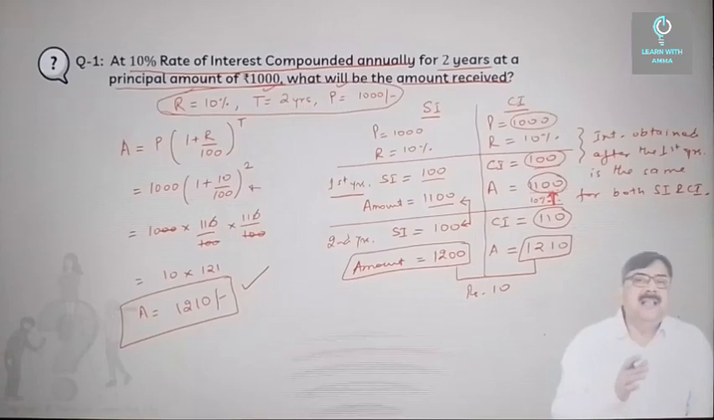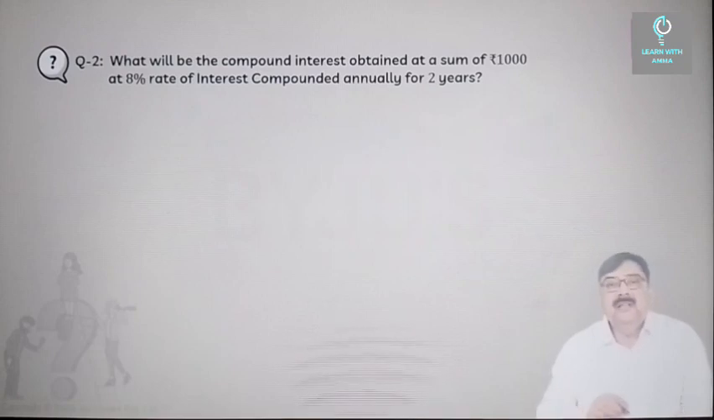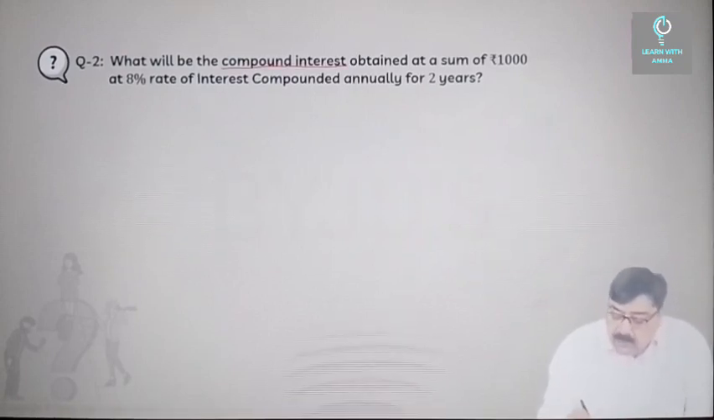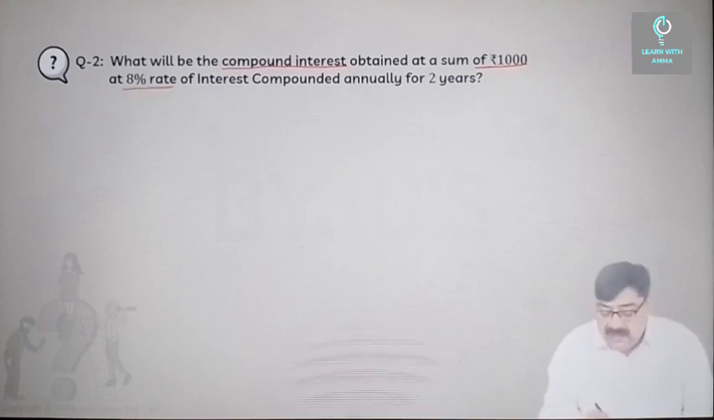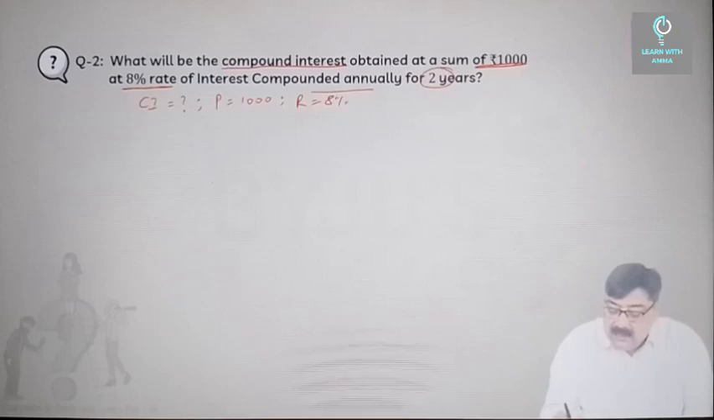So let's get a good grip on the basics here by solving some more questions. Now look at this question. What will be the compound interest obtained on a sum of rupees 1000 at 8% rate of interest compounded annually for 2 years? So compound interest is what we are supposed to find out. The sum is given to us here. For ease in calculation, we're keeping it as 1000 for this question. 8% rate of interest, so R is 8%. The time period is mentioned as 2 years.